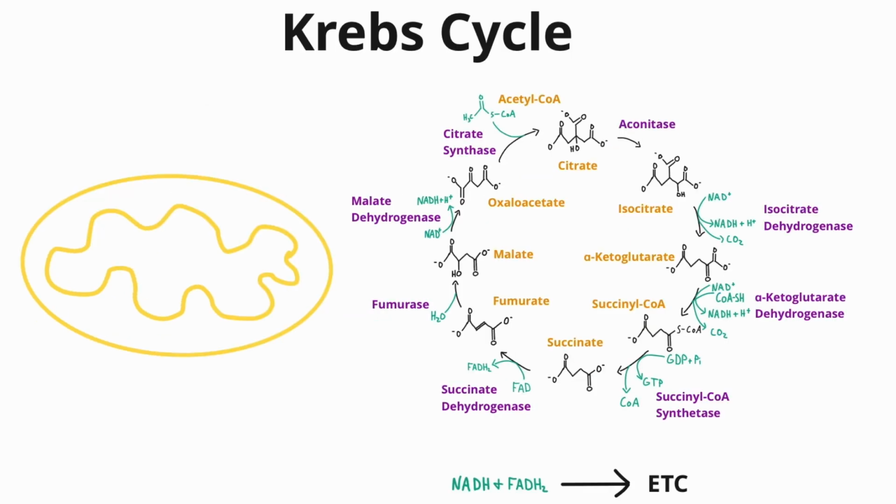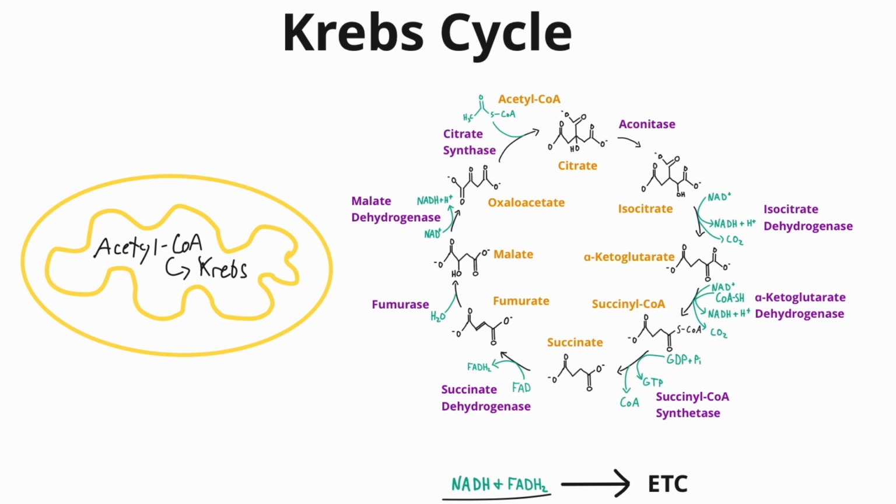Acetyl-CoA feeds into the Krebs cycle, which takes place in the mitochondria, and that's convenient because when we turn pyruvate into acetyl-CoA or fatty acids into acetyl-CoA, both of those take place in the mitochondria, so our acetyl-CoA is already where it needs to be to feed into the Krebs cycle. The purpose of the Krebs cycle is to make NADH and FADH2 to transport electrons to the electron transport chain.